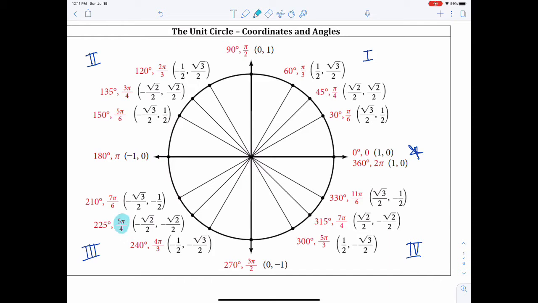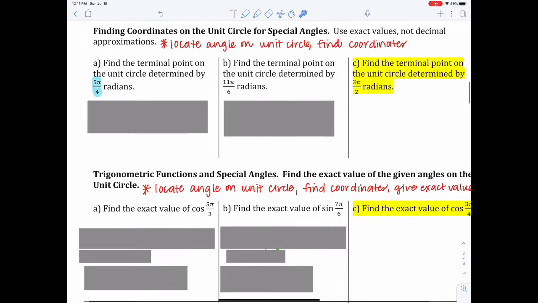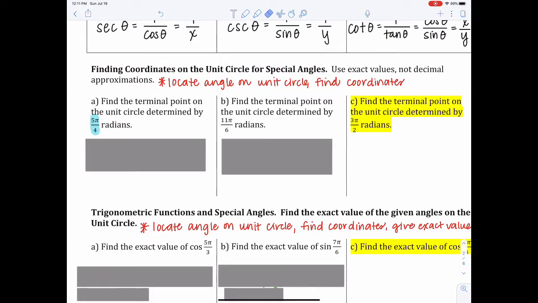So we want to look at that angle measurement, and we just have to report back this point for our answer. So we know it's negative square root of 2 over 2, comma, negative square root of 2 over 2. So that will be our answer for our first one. So our point at which the angle 5 pi over 4 terminates or ends on our unit circle is negative square root of 2 over 2, comma, negative square root of 2 over 2.